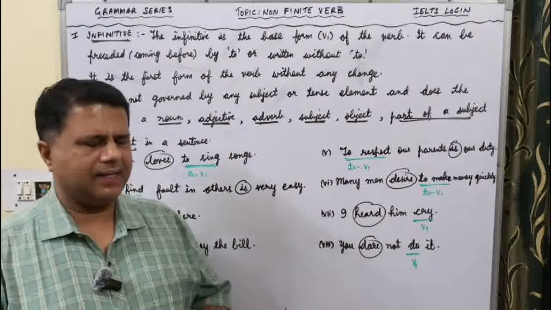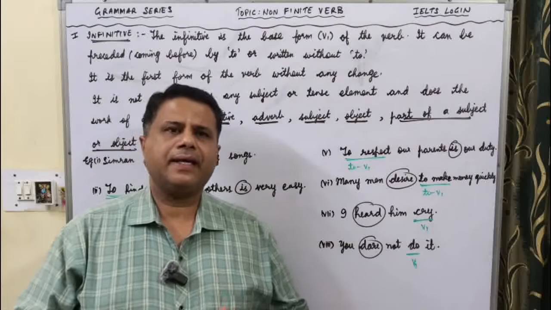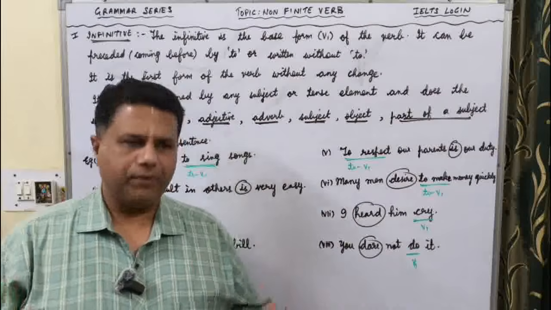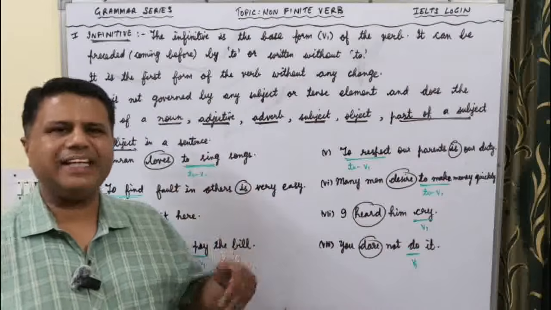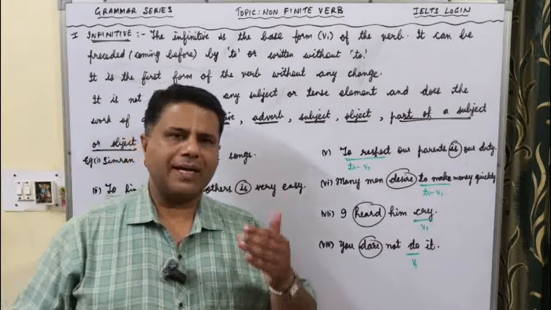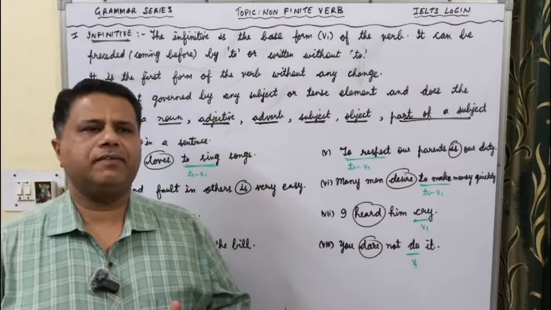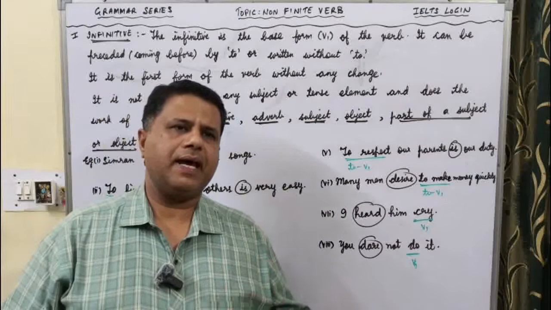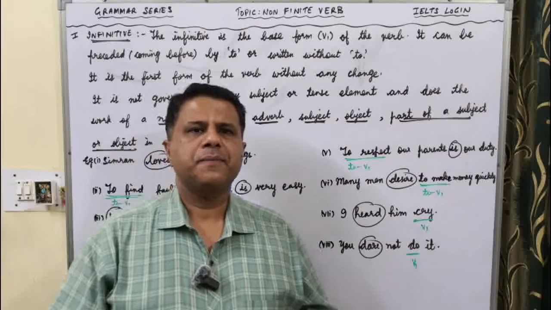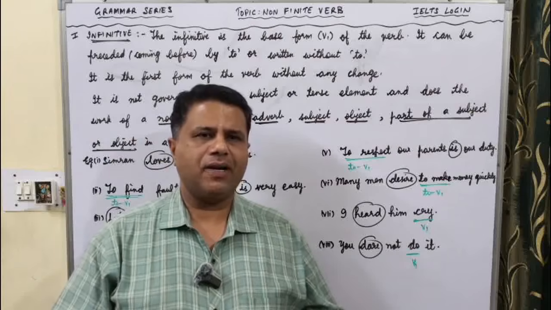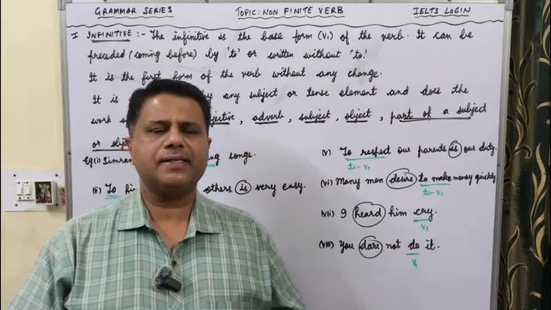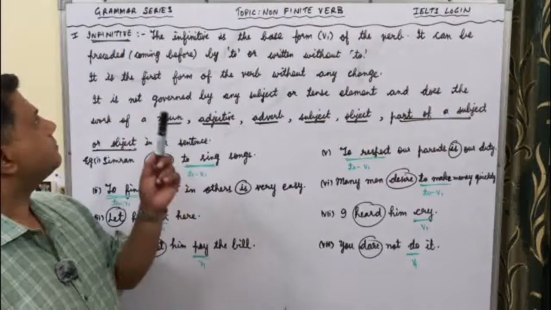Now second thing related to infinitive is it can come with to or without to. It can be preceded by to. Preceded means coming before. To can come before first form of the verb. First form of the verb can be used without to also. If it is used with to, then it will be called as to infinitive. If it is used without to, it will be called as a bare infinitive.